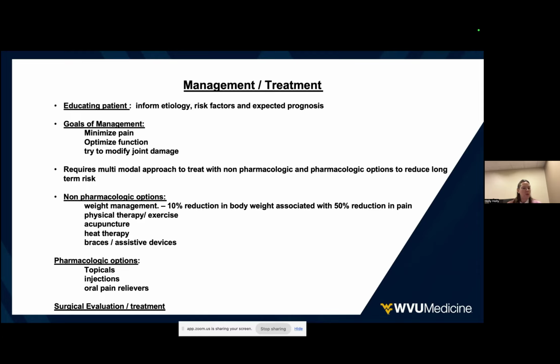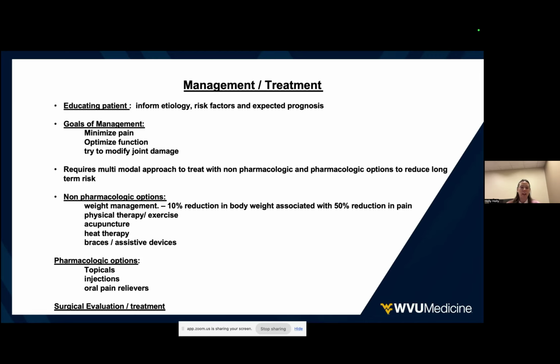Physical therapy and exercise are always a great opportunity, even if you can give them home exercises, if going to formal physical therapy isn't a feasible option for them for travel or cost. Acupuncture, I've had a great number of patients who have found that acupuncture has been very beneficial for them. Heat therapy, most patients with arthritis will tell you that they like heat or prefer heat to help their joints. And again, this is temporary. And then, of course, depending on the severity of the arthritis and how it limits their ability, sometimes braces or assistive devices can be very helpful to help support that joint moving forward.